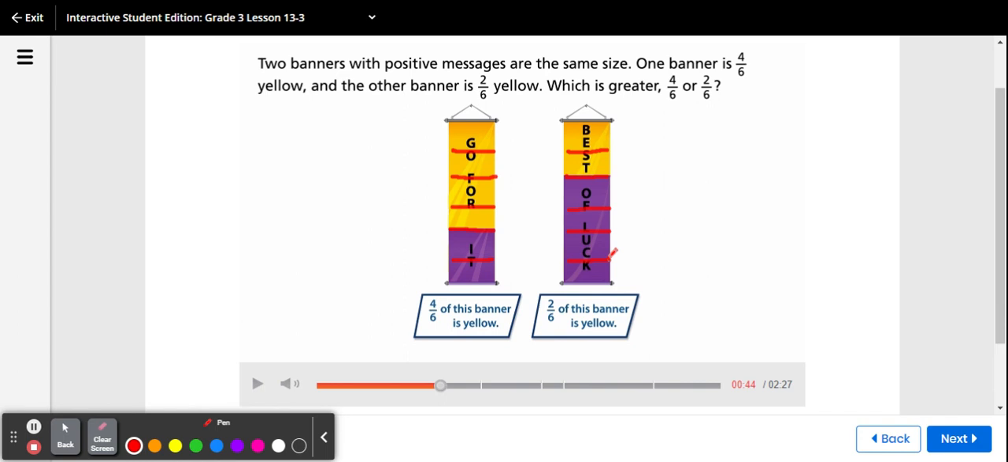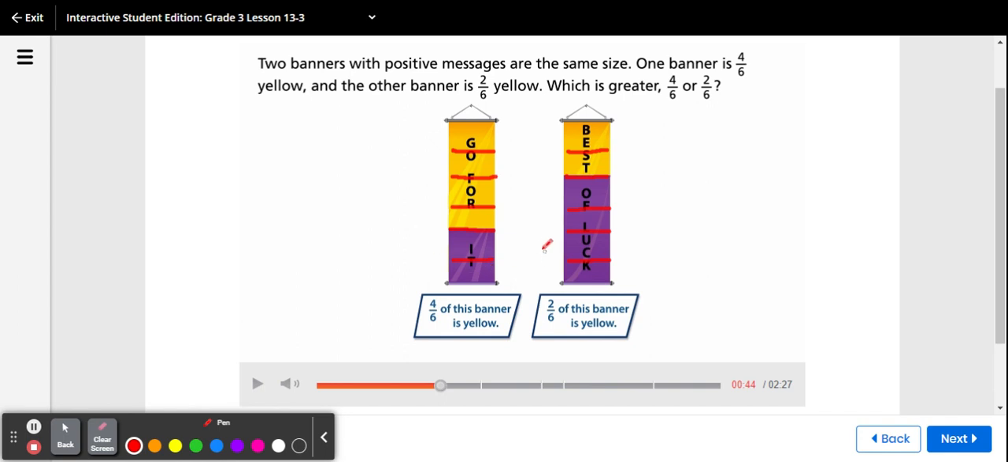And now that I have these 6 equal parts drawn on here, I can see that yes, it told me that 4 of them is going to be yellow. So 1, 2, 3, 4 of those 6 equal parts. So 4/6 is yellow. Over here it says 2 in our numerator, which means we're talking about 2 of our parts. I know we have 6 equal parts because my denominator has a 6.